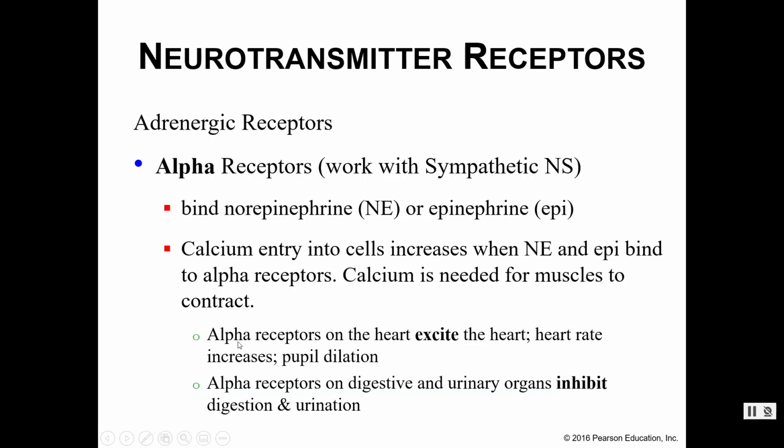So we're saying that we find alpha receptors on the heart, we find them on the eyes, we find them on the digestive and the urinary organs. But we're still going to have different effects based on what our overall need is. So in our sympathetic system, we want to increase a lot of functions like heart rate. It should make sense as this is excitatory, but we do also want to inhibit a few functions. We want to inhibit digestion and urination.